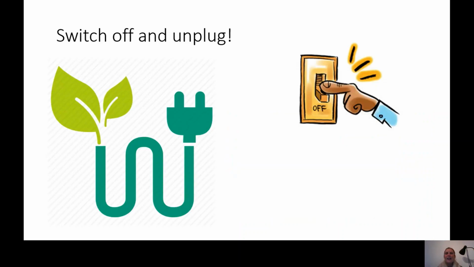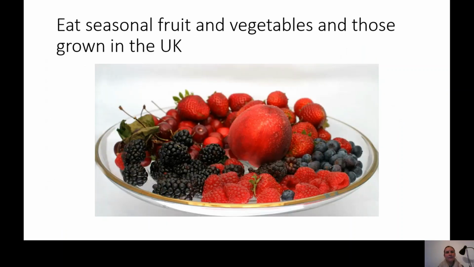Switch off and unplug. We need to remember to do things like switch off our light switches. We could have shorter showers, and we need to remember to unplug our devices because all of these things use electricity. And when we use electricity, we are burning things like coal and natural gases in power plants, and then those are releasing chemicals and gases such as carbon dioxide, which goes into our atmosphere.